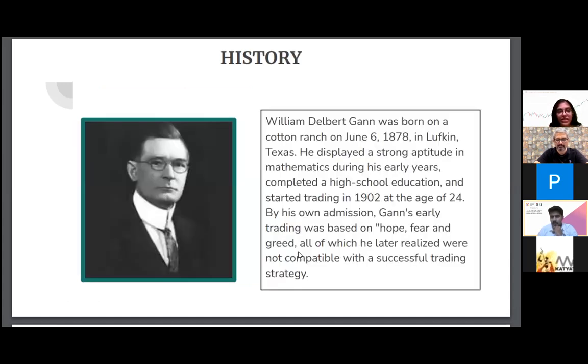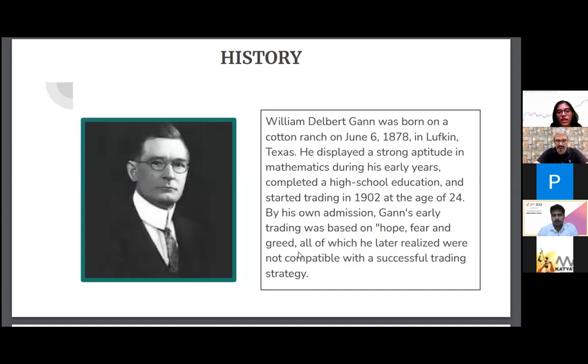So let's start with the history. William Delbert Gann, better known the world over as W.D. Gann, is a legend in the world of stock and commodity trading. Now, he was one of the most successful stock and commodity traders that ever lived. He also displayed a strong aptitude in maths during his early years.